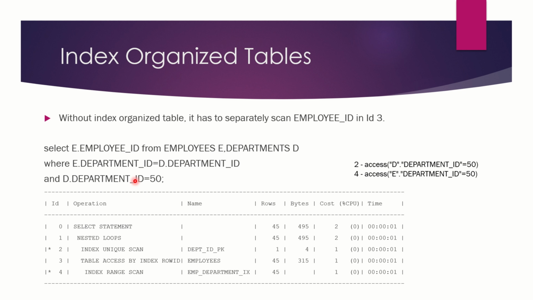When I execute this query, this is the execution plan which is going to be generated. We'll see how to read and interpret this execution plan in the forthcoming slides. But to understand it now, the second operation is the first one which is going to execute. The second operation is nothing but performing an index unique scan using the DEPARTMENT_ID_PK and accessing the departments table for department ID equal to 50.